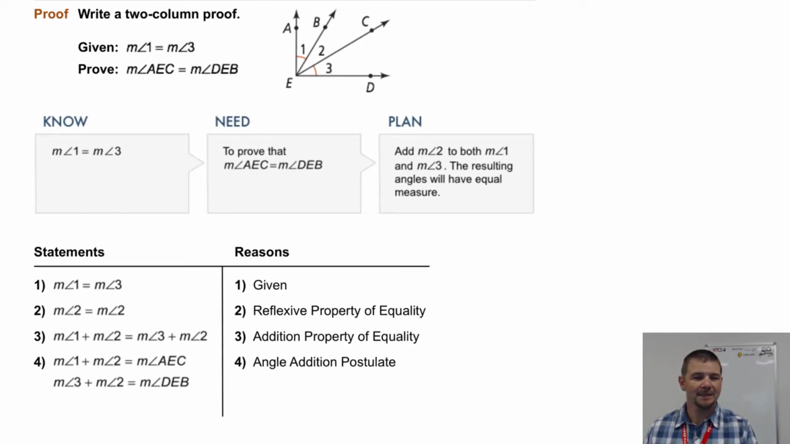Note that when we combine statements 3 and 4, we can now make statement 5, the measure of angle AEC equals the measure of angle DEB. That's what we were asked to prove, and that's our final statement. The reason for that is the substitution property, which says that we can take the measure of angle AEC and substitute it into statement 3 in place of the measure of angle 1 plus the measure of angle 2, and we can take the measure of angle DEB from statement 4 and substitute that into statement 3 in place of the measure of angle 3 plus the measure of angle 2.